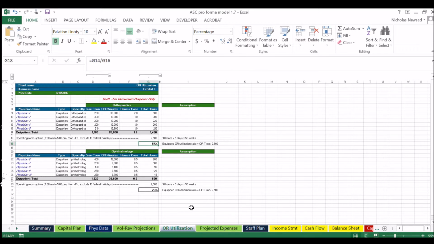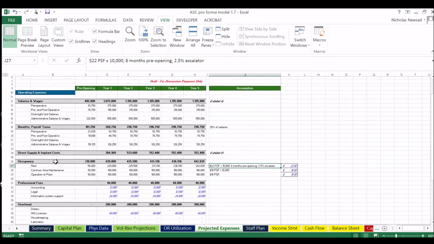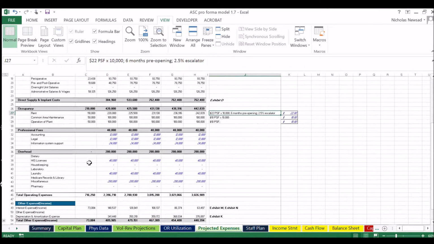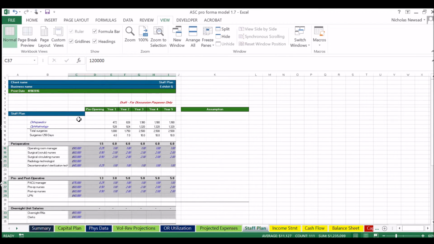We have a projected expense tab here, which has staff costs, benefits. It rolls up your supply and implant costs. It rolls up your facility costs, professional fees, and other forms of overhead. There's actually more detail for the staffing plan, which rolls back up into that expense schedule.